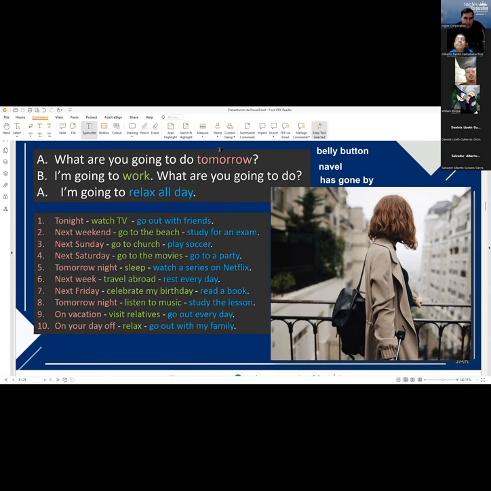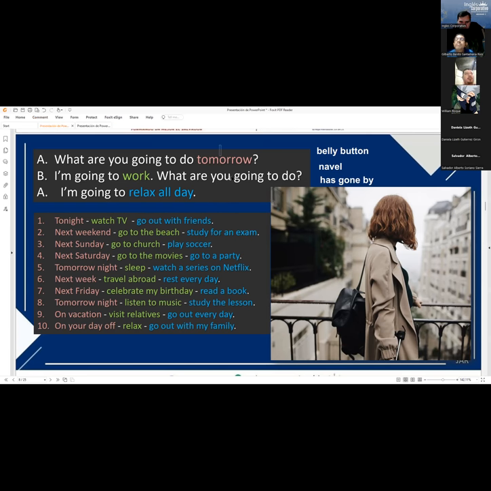So check over here. The pink is number one, right? The green is number two. The blue is number three. So let's see how you practice. What are you going to do next week? Oh, I'm going to travel abroad. What are you going to do? I'm going to rest every day. Next week, right? Every day.